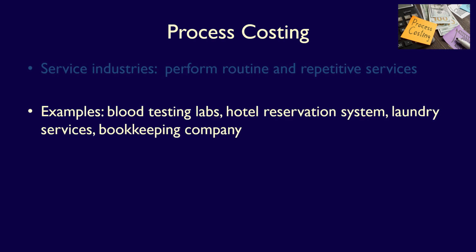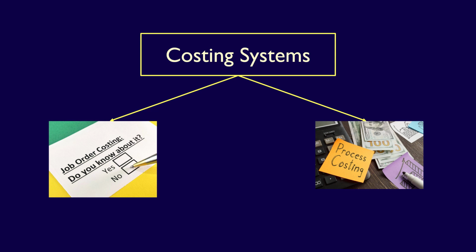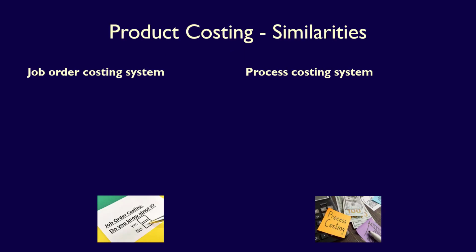Examples include labs which perform blood tests, hotel reservation systems, companies who provide laundry services for hospitals, and bookkeeping companies which perform the same bookkeeping services for all their customers. Organizations may use both costing systems because they may produce both unique products, such as a custom condo, but also produce standardized condos which are identical. The objective of both systems is to accurately calculate per unit costs, which can be used to determine not only a product's price, but also value inventory and control costs moving forward.